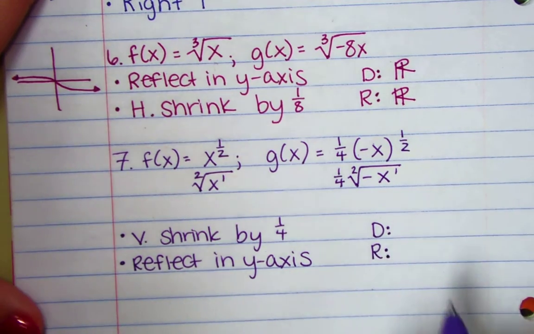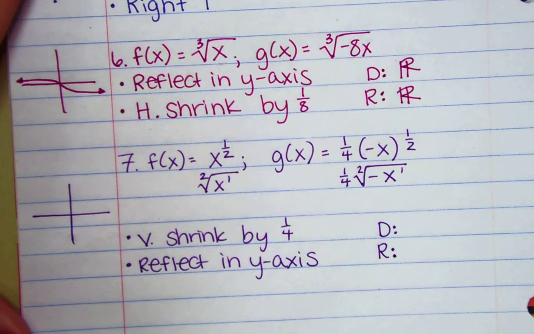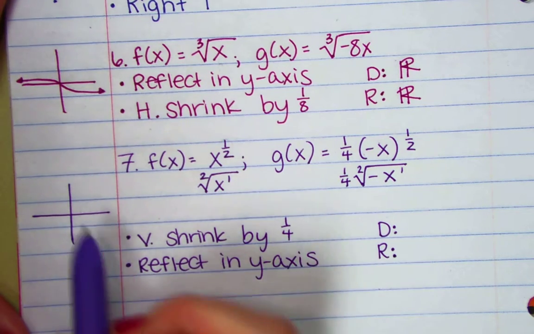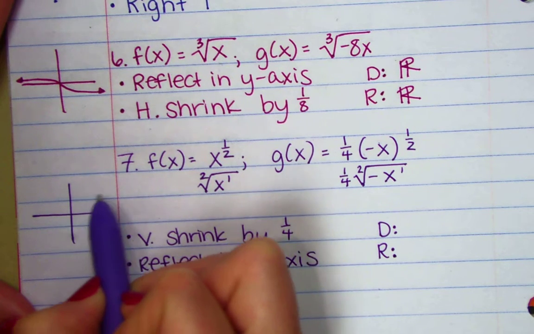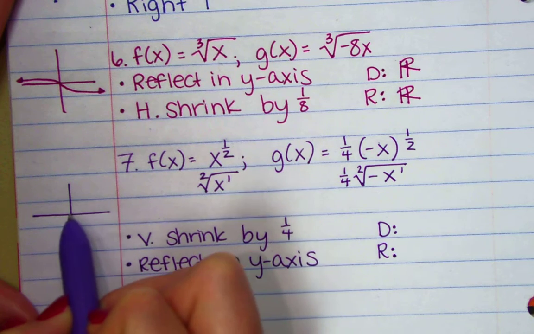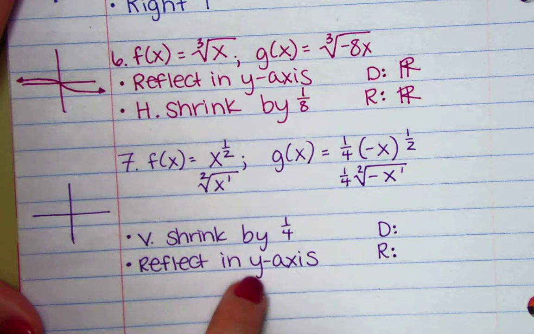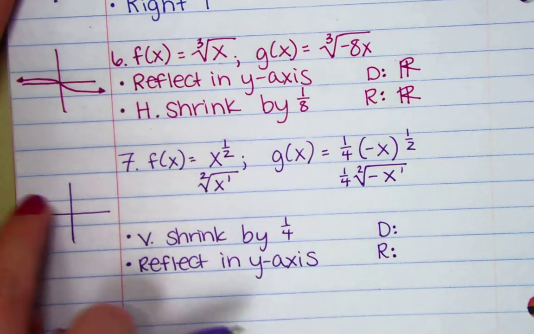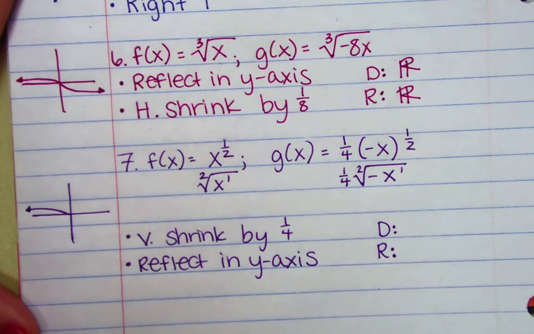Our domain and range here, let's just draw a little sketch first. I would say, normally it starts here, goes up like this. The shrink by 1/4 is going to make it flatter, closer to the x-axis, and reflect in the y-axis. If it goes this way, that means it flips and goes this way. So it's going to look real flat like that. And that's what our graph should look like.